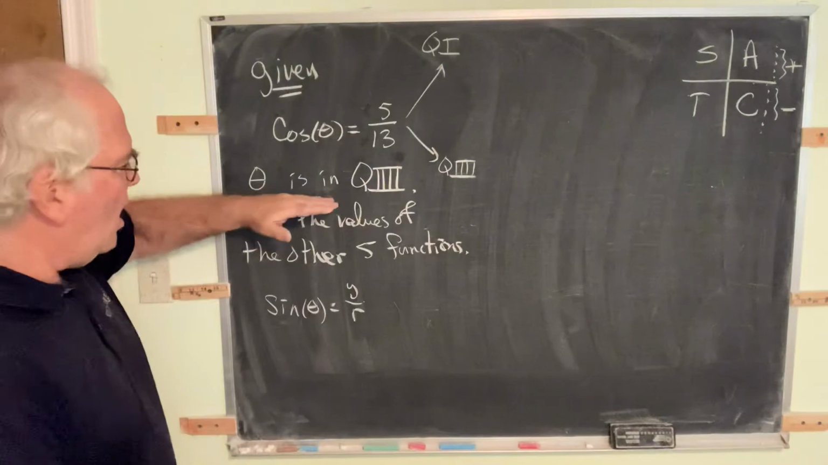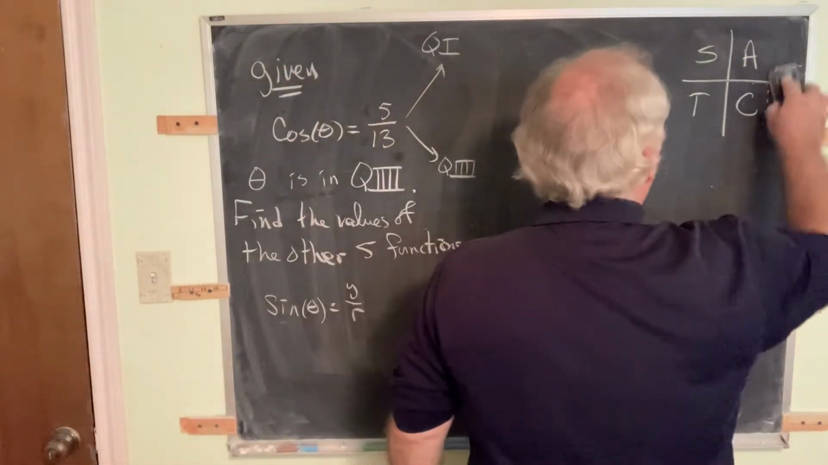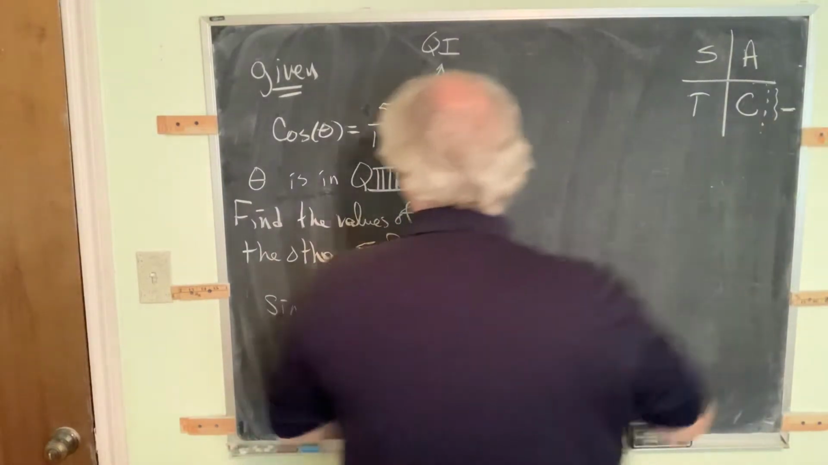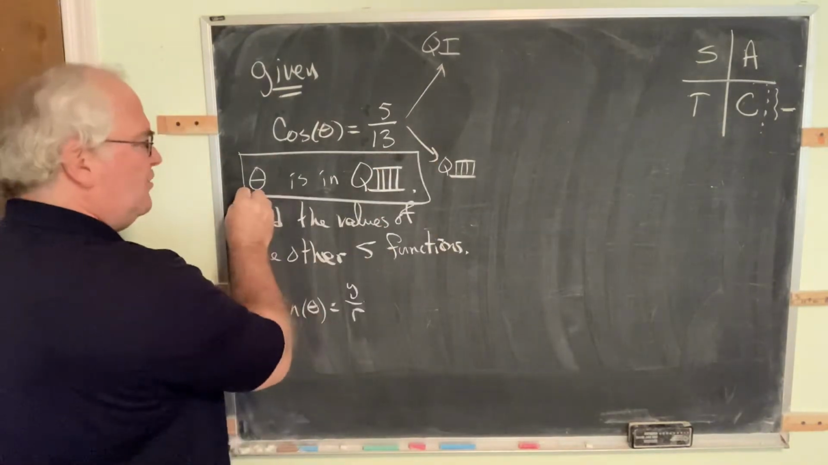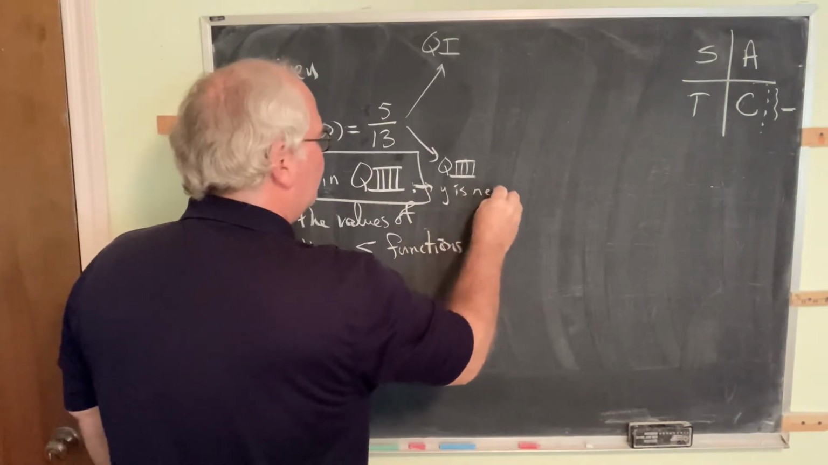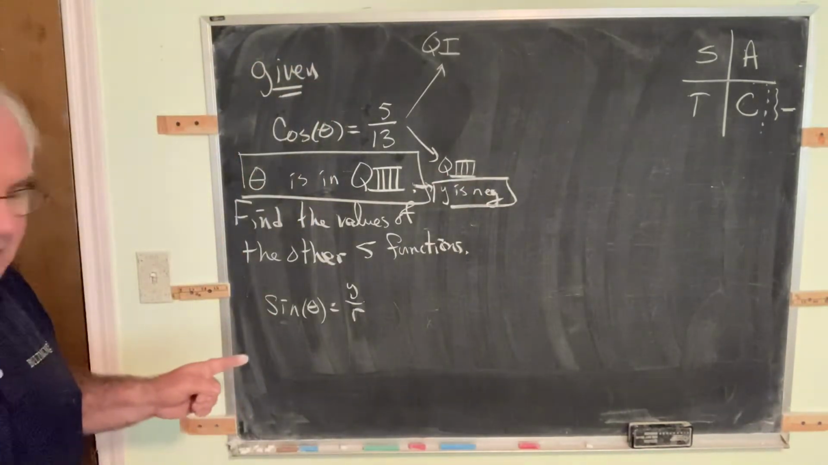We are given, however, theta is in quadrant 4, so we do know that the y value must be a negative number. This piece of information tells us that y is negative. That's going to come into play in an extremely important place here in just a moment.